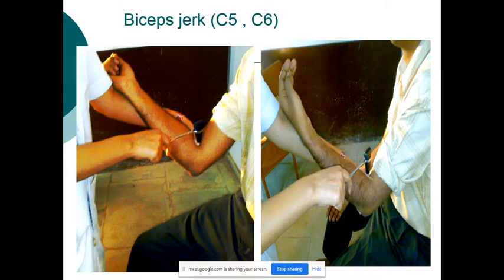For eliciting biceps jerk, what you have to do is make the patient sit comfortably on a chair. Watch the diagram very closely. Wait, I'll just put on the laser pointer.